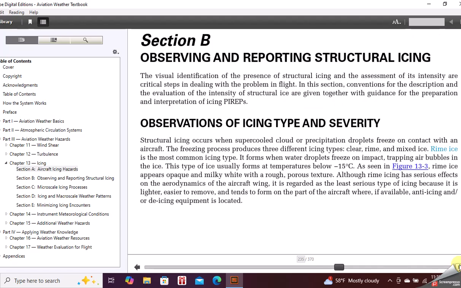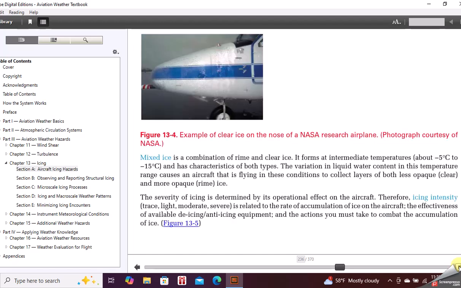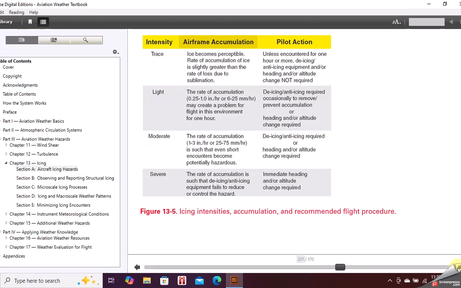So here's rime icing occurring on the edge of the wing, where you have some clear icing forming. Here you can see the whole front of an aircraft coated with ice. NASA and NOAA send aircraft into extratropical cyclones to study them. And as part of that, they've run into some significant icing issues at times.